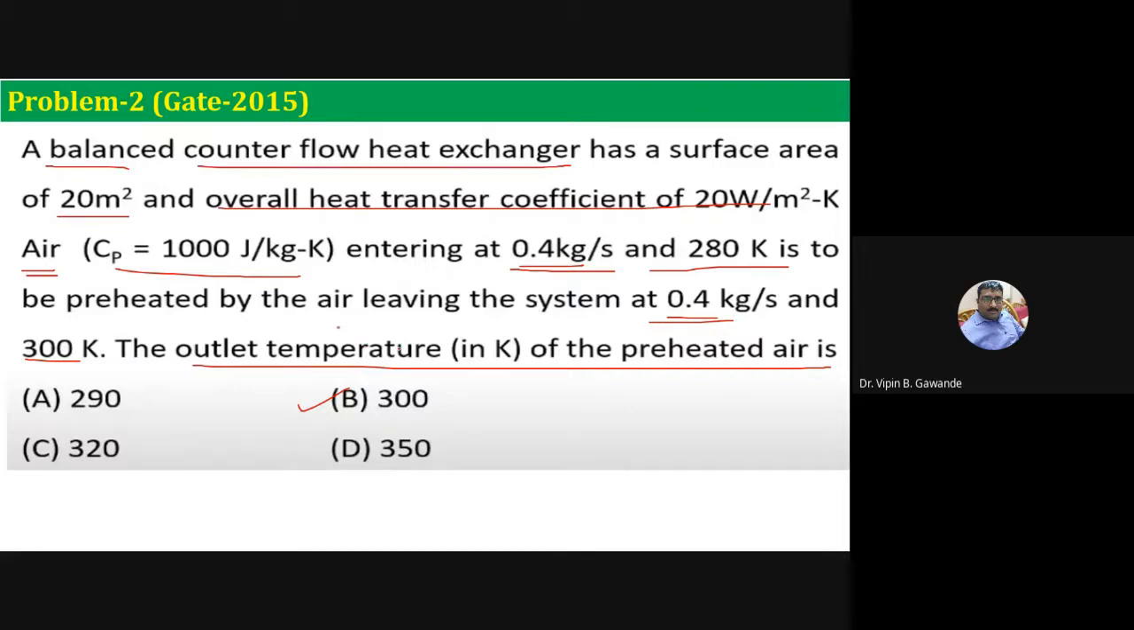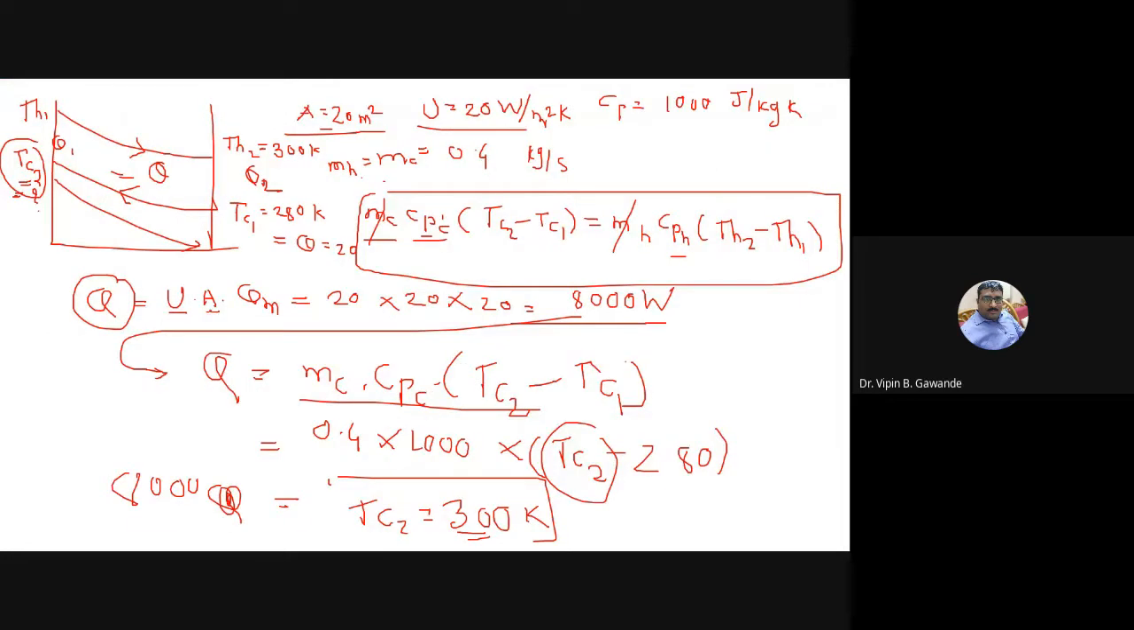Okay, so this is again a simple question. Very limited calculations will be there in the GATE examination. You just have to understand the problem. This is based on the concept that theta 1 is equal to theta 2 is equal to theta. From that, we have calculated the unknown value of TC2.